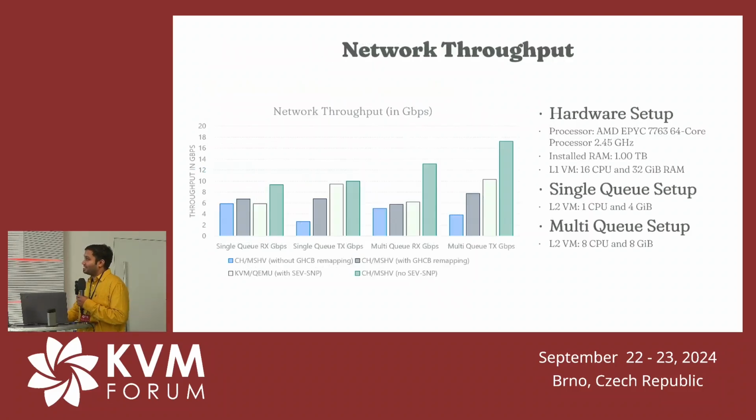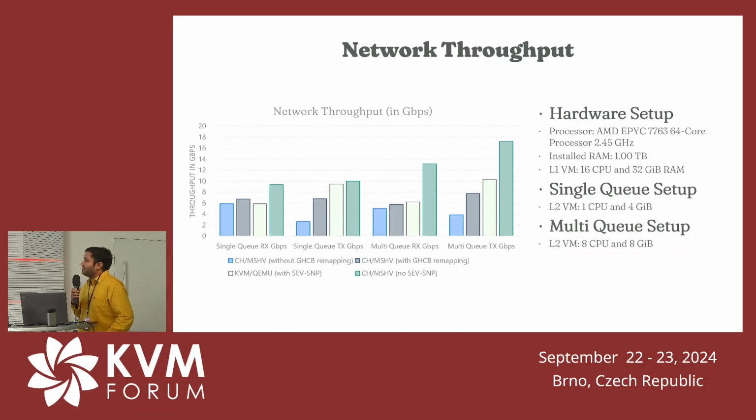So if I go back to the previous slide, if you look at the numbers with and without GSCB remapping, there's a significant difference. With GSCB remapping, we were able to get closer to the performance of KVM QEMU, which also does not have this problem because they keep the pages mapped and can directly access the GSCB page.